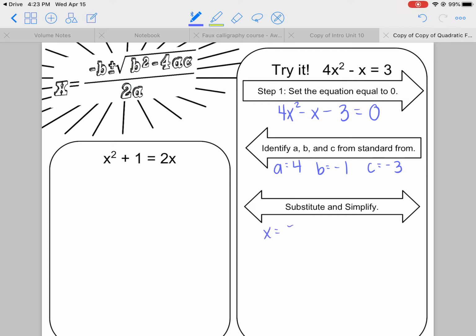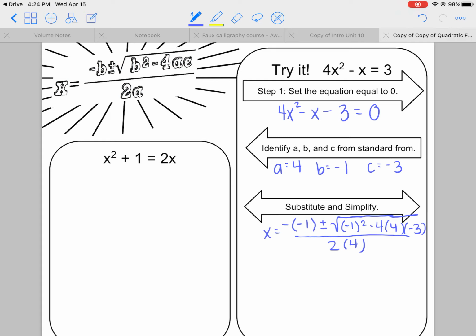So here's where my quadratic formula comes in. X is equal to negative b. Remember, my b is negative already, so I'm going to put it in parentheses. Negative b plus or minus the square root of b squared, so negative 1 squared, minus 4 times a times c. Notice how I use parentheses? That is just to make sure that everything comes out nicely. And it's all over 2 times a, which is 4.